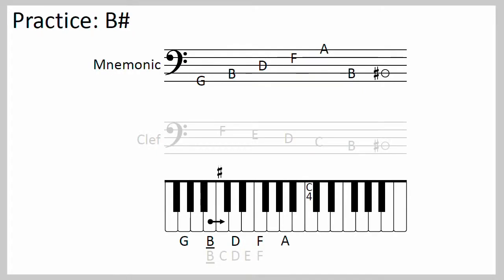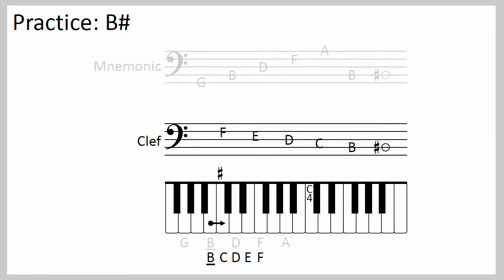The mnemonic for the bass clef is "Great basses deserve fame always." The note is bassist, or B. There's a sharp written on the B line before the note, so the note is B sharp. The clef is the bass clef, and since our note is below the clef, we go backward through the alphabet. F, E, D, C, B, and our note is B. There's a sharp written on the B line before the note, so the note is B sharp.